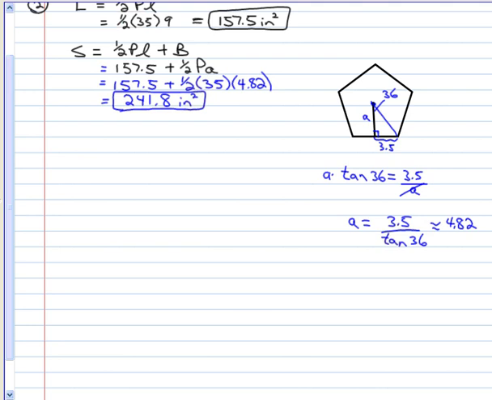Number 4. A conical tent is shown at the right.